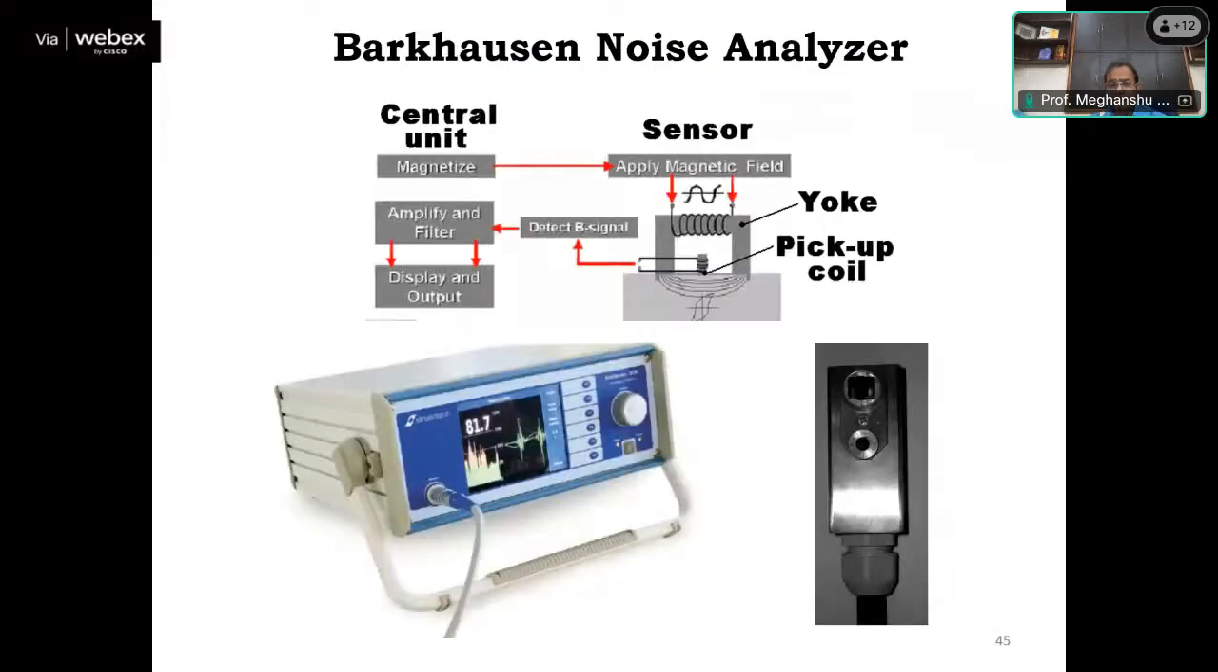So this technique, this is the Barkhausen noise analyzer. This is available in IIT Kharagpur. You can see the principle of this Barkhausen noise analyzer. It is having very common components like a magnetizing yoke. It is having an amplifier. It is having a band pass filter. It is having a low pass filter. It is having a sensor or pickup coil for picking up the signal. It is also having a display unit.